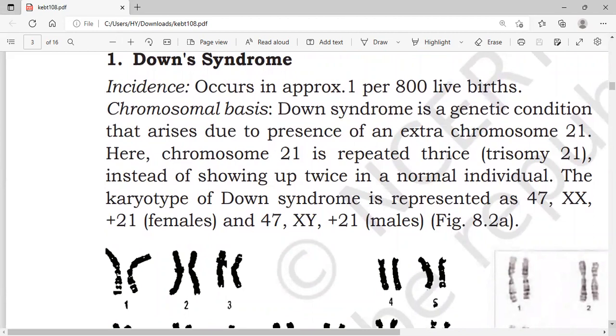Chromosomal basis है इसका. Down syndrome is a genetic condition that arises due to the presence of an extra chromosome 21. Here chromosome 21 is repeated thrice, trisomy of 21. Instead of showing up twice as in a normal individual, the karyotype of Down syndrome is represented as 47XX plus 21 in females and 47XY plus 21 in males.